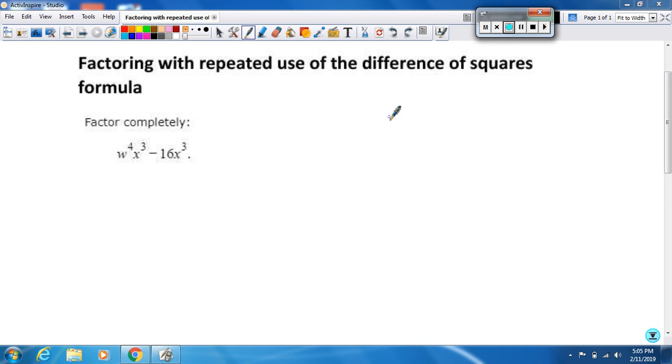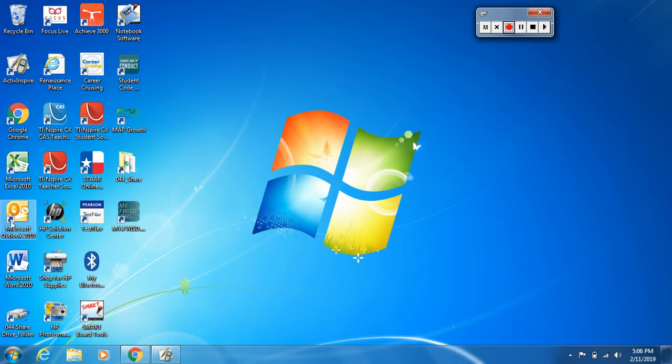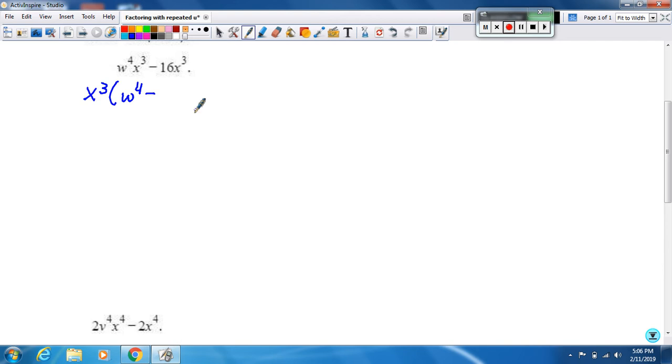To factor completely, the first thing I notice is that I have 3 x's in each term, so I'm going to take those out, because you have to take out whatever they have in common first. So I have 4 w's and 3 x's. I took 3 x's out, so that's 4 w's left, minus a 16 and 3 x's. I took 3 x's out, so that's a 16 left.